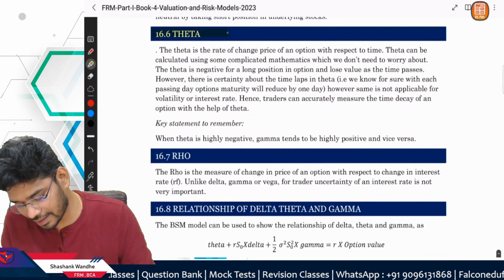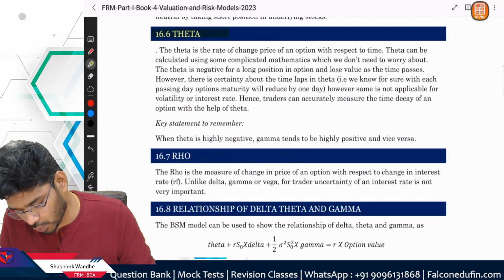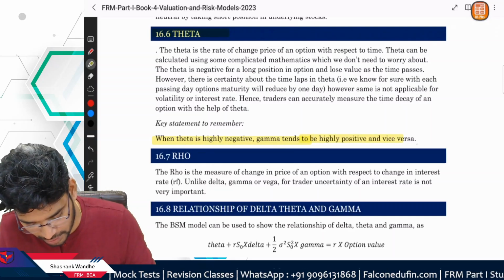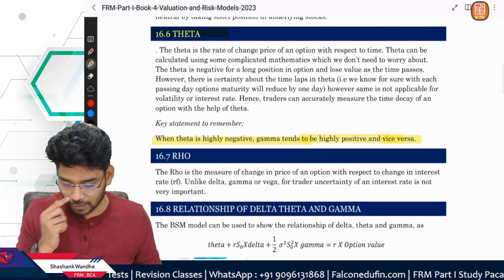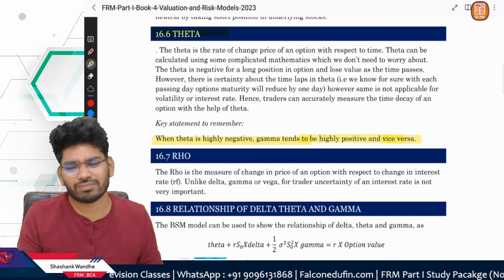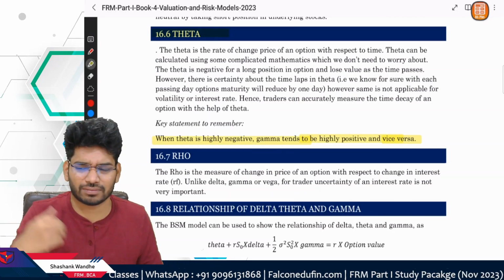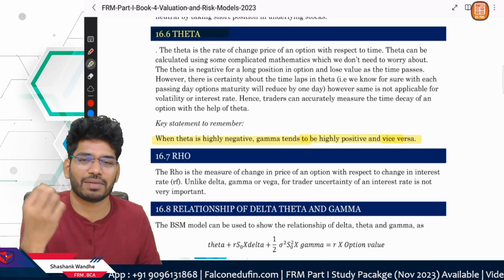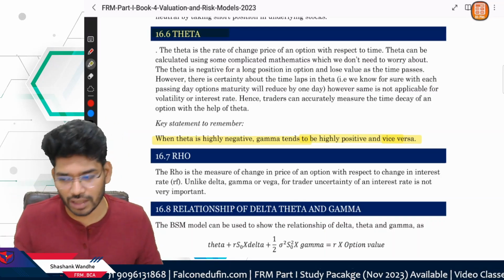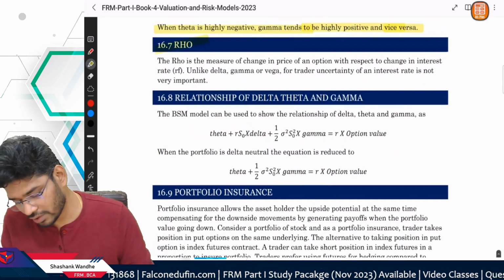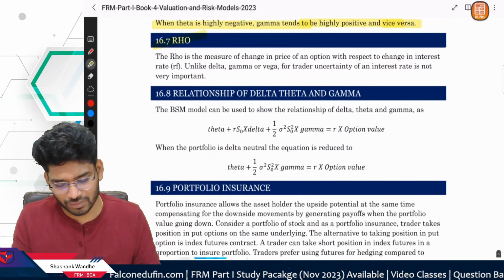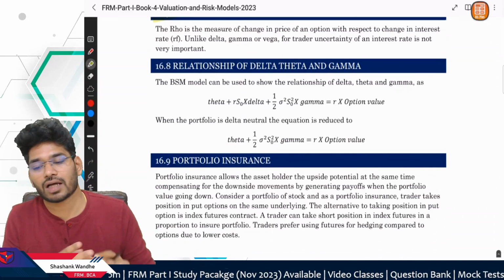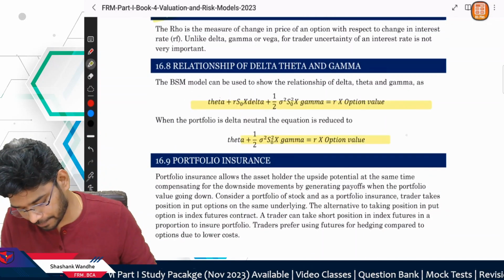Then the key statement to remember. Theta is the time decay impact. When theta is highly negative, gamma tends to be highly positive and vice versa. This is the relationship you have to remember. The rest is simple, like the time decay. As the option reaches maturity, there is a time decay, meaning the option will lose its value as it reaches time to maturity. Then we have rho, the interest rate impact. So again, just know this is the interest rate impact. The relationship of delta, theta and gamma, leave it.